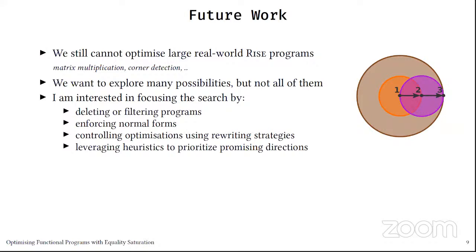I'm also interested in controlling optimizations using rewriting strategies. In fact, with rewriting strategies, we were able to optimize matrix multiplication and corner detection in previous work. The reason why we're looking at equality saturation is also to bring more automation and search ability to these rewriting strategies. And the final direction that I find interesting would be to leverage heuristics to prioritize promising directions. Equality saturation, in its simplest form, just tries to apply all of the rewrite rules all the time, everywhere. But if you can have a heuristic to tell you when it is more likely to be profitable to apply which rewrite rule, you might be able to avoid searching a lot of unnecessary candidates in the space.